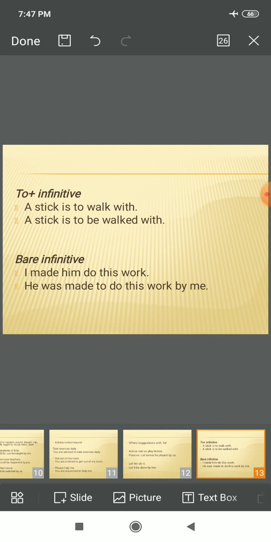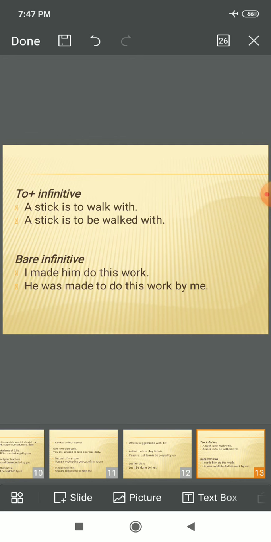See, a stick is to walk with. To plus walk. To is a preposition. Walk is the first form of verb. A stick is to be walked with. A bit complex. You need to do some exercise on it, but you can easily deal with such sentences once you get a command over them. A stick is to walk with. A stick is to be walked with.